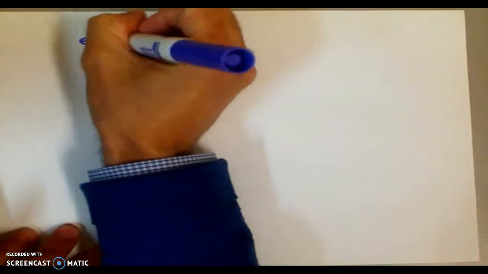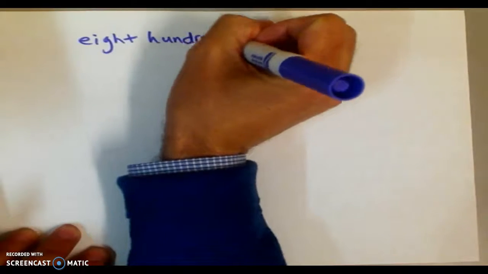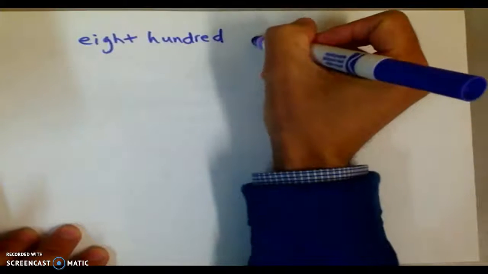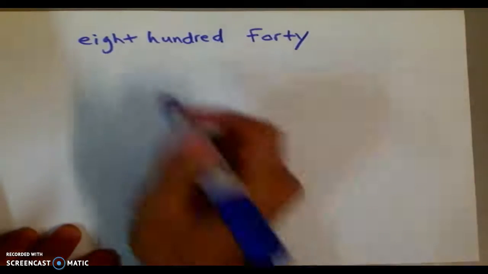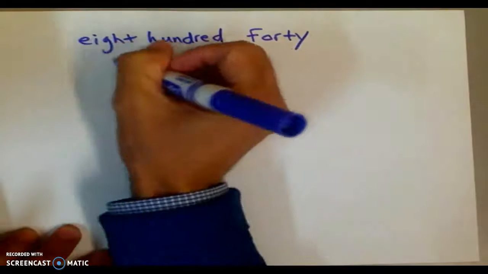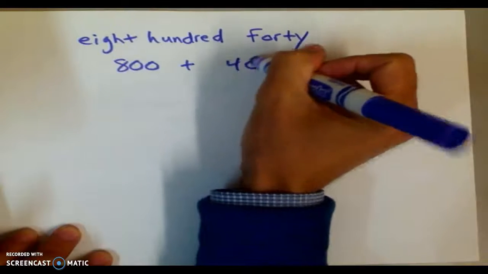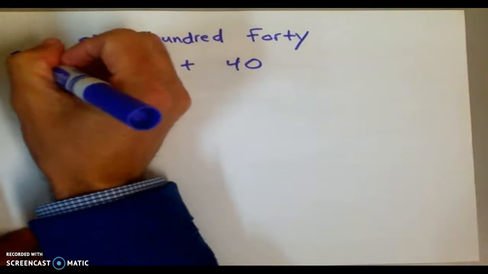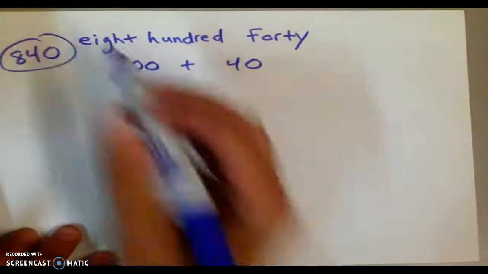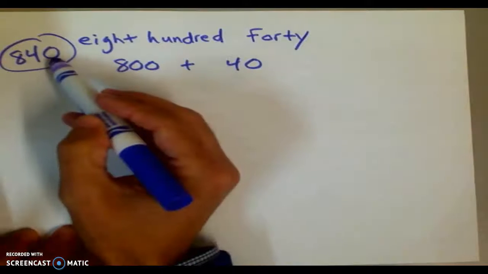So what if I had, if the word said 800, well, let's do this one, 840. Okay, so we have 840. So I could think of that as 800 plus 40. All right, so what would that look like as standard form? I would just have 840. There's no ones, right? I don't have any ones in the ones place.